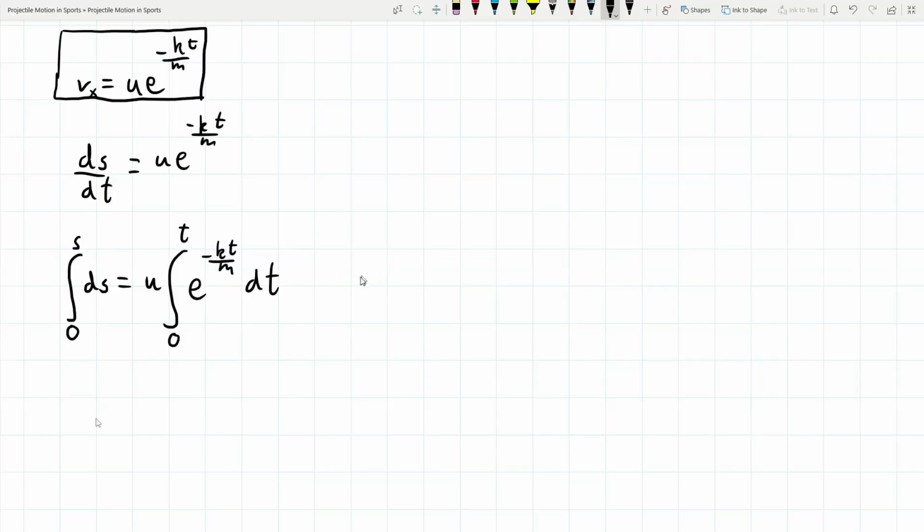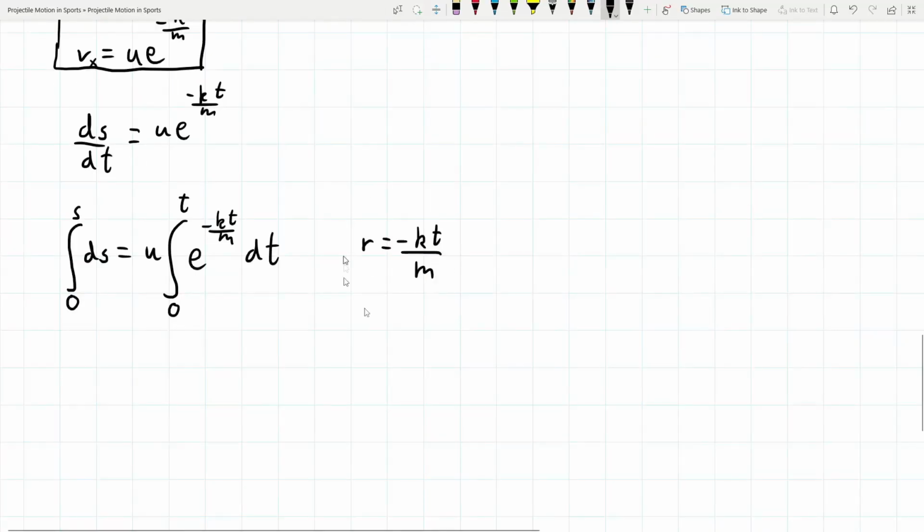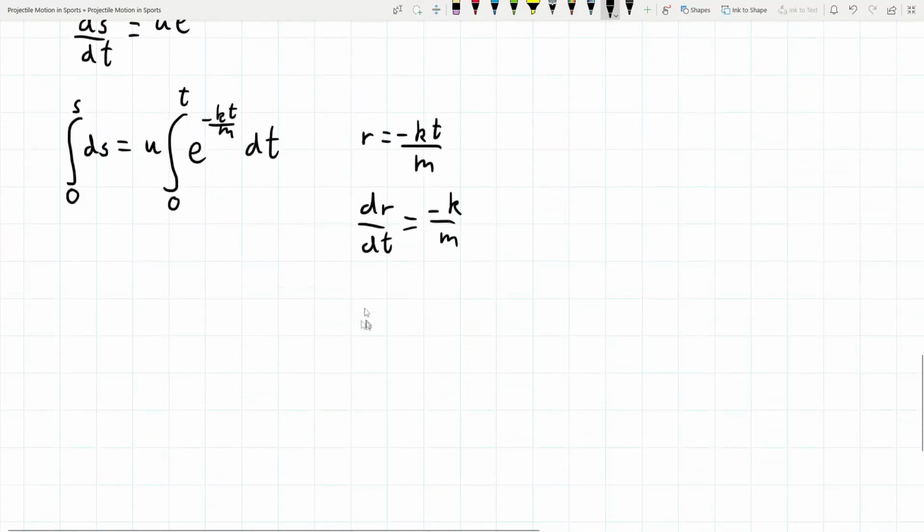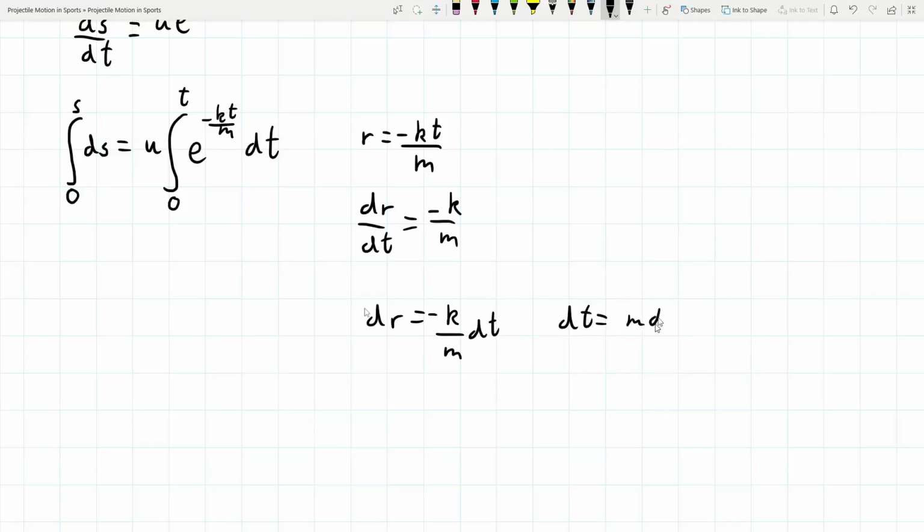So usually you'd use a u substitution, but because we already have a u here, to avoid confusion, I'm going to call it r. We're going to say r is equal to minus kt over m. So now the derivative of r with respect to t is going to be equal to minus k over m. And now we want to solve for dt, so we can replace this dt with something else. So we get dr equals minus k over m times dt, which means that dt equals, multiplying by m, m dr over k, and that's a minus.